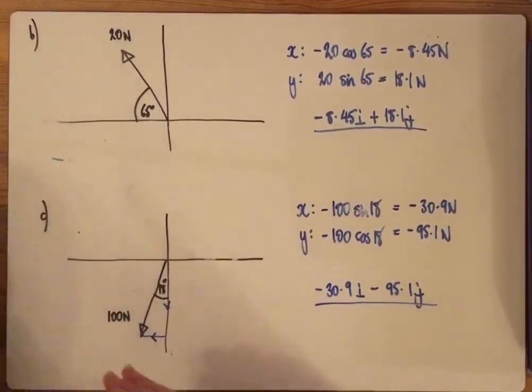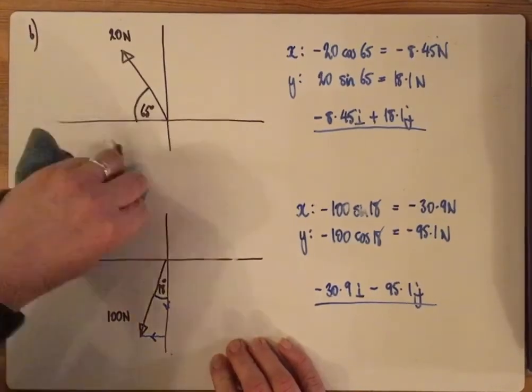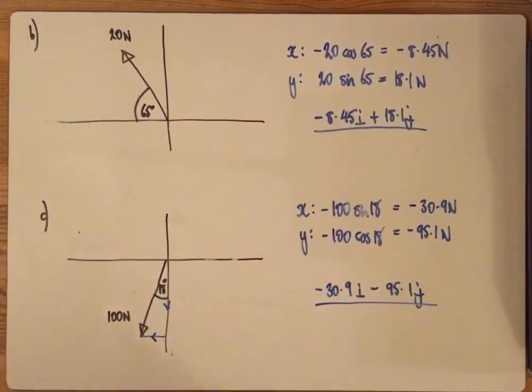So if you want the adjacent, it's the force times cos of the angle, and if you want the opposite, it's the force times sine of the angle, with your force sitting on the hypotenuse. So if you just start by doing some of those just to get a feel for it, and then we'll move into some specific examples.